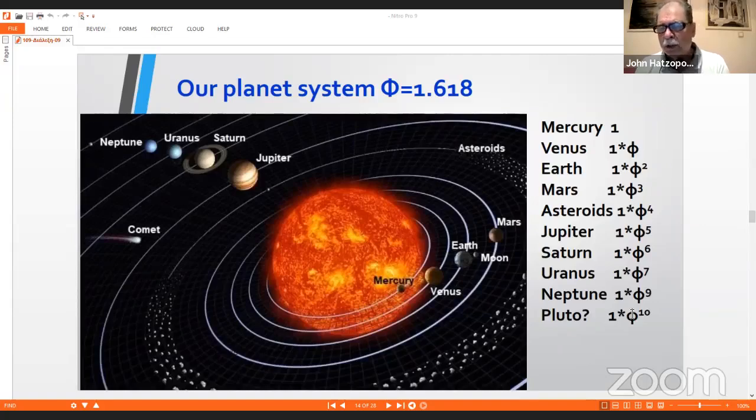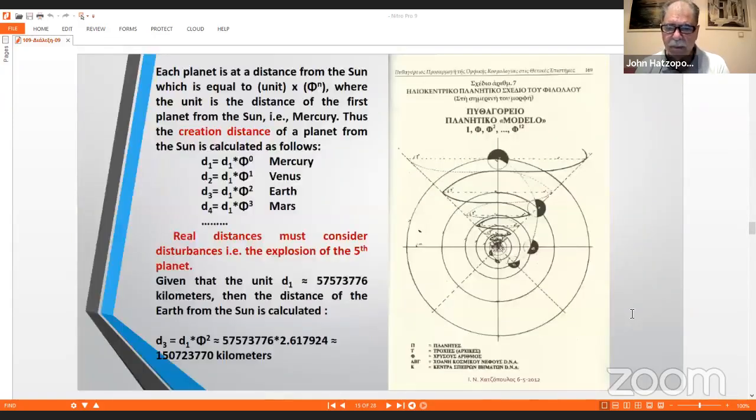But of course, they are not working. It doesn't work this way, because the 5th planet probably exploded, and the wave of the explosion pushed the other planets further away. And you can see here also how it works.